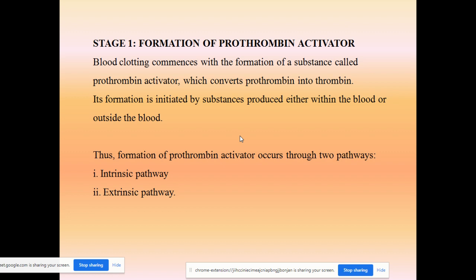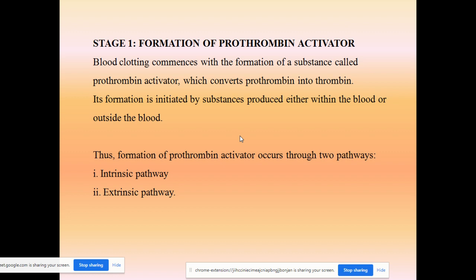Okay, its formation is initiated by substances produced either within the blood or outside the blood. Whether we take the blood outside or keep it inside a test tube, we saw many factors, 13 factors. All these factors are very important for the formation of prothrombin activator. Once the prothrombin activator is formed, it will convert the prothrombin to thrombin.